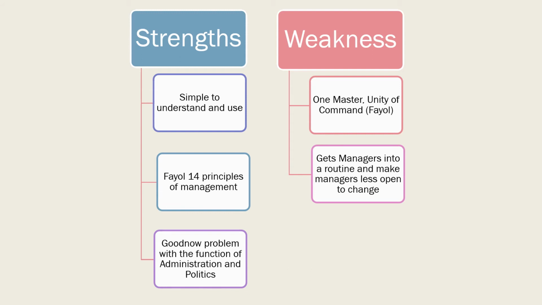Some weaknesses to the POSCORP theory is that it's in line with Henry Fayol's unity of command, in which Gulick believes each employee should report to only one supervisor. And in today's diverse workplace, it's better for employees to be well cross-trained and to build better working relationships with multiple supervisors. Another weakness is that it gets managers into a routine, and managers may be less open for change later on.